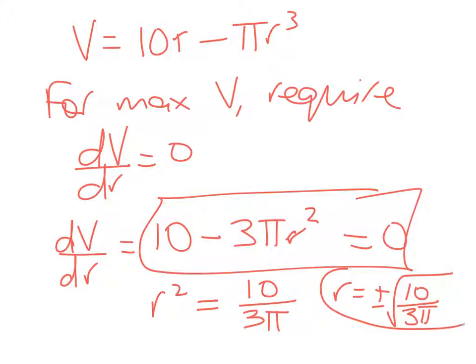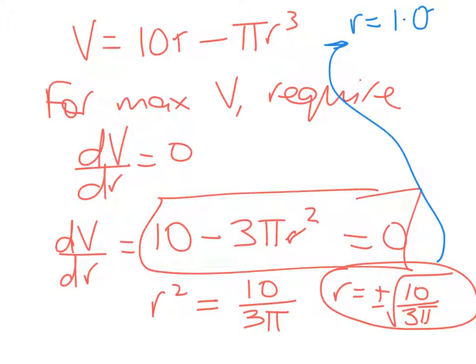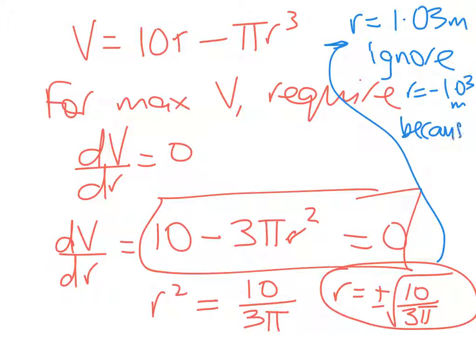So that's the algebraic solution. Again, I'm going to squeeze onto the one slide to speed up the video, but r is equal to 1.03 metres, and we ignore r equals negative 1.03 metres because of the context, right? We can't have a cylindrical tank that's got a negative radius.